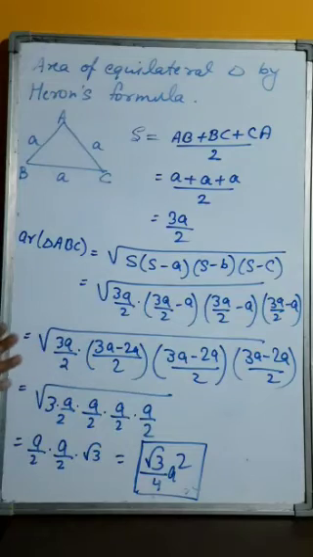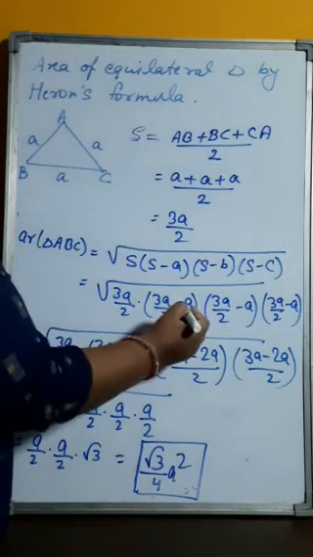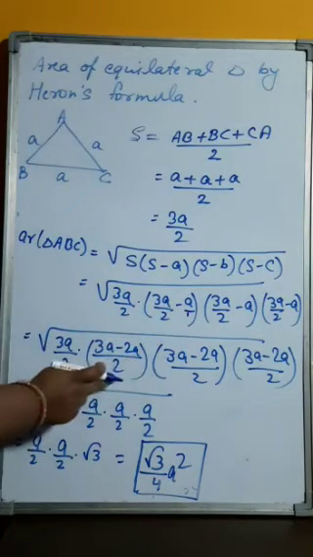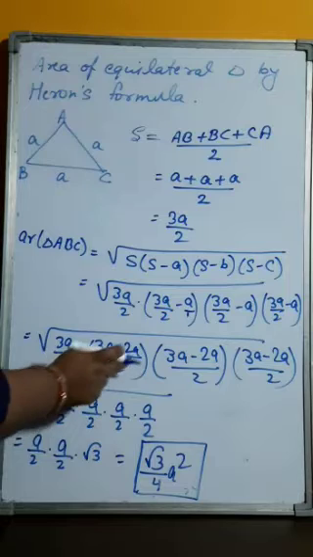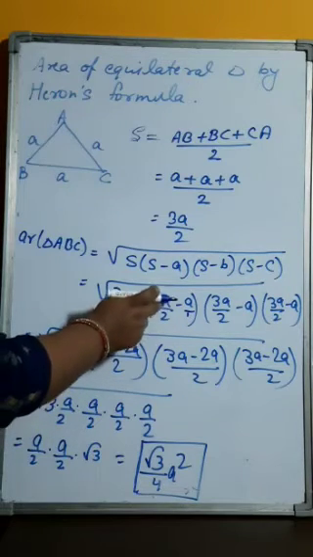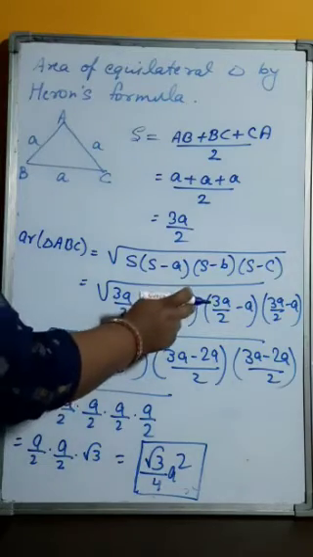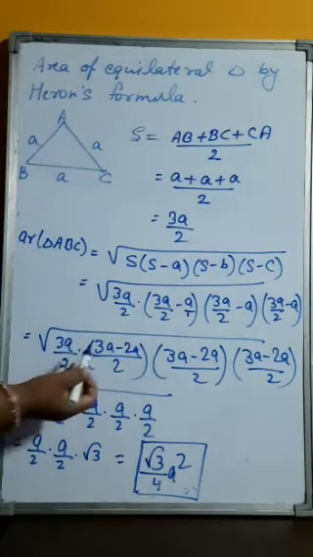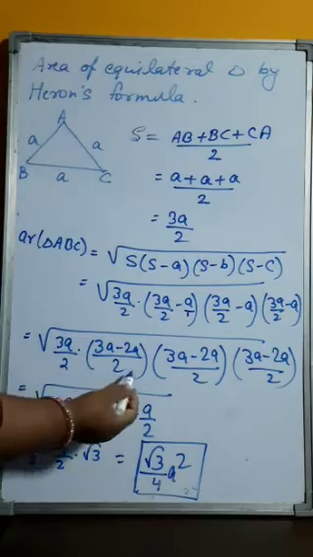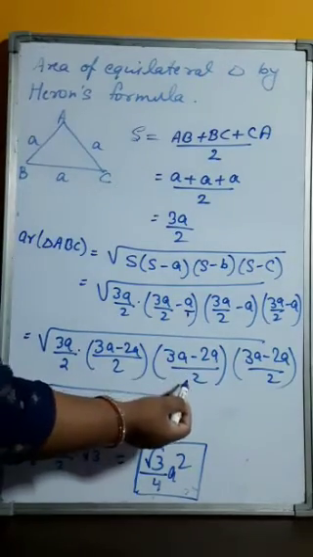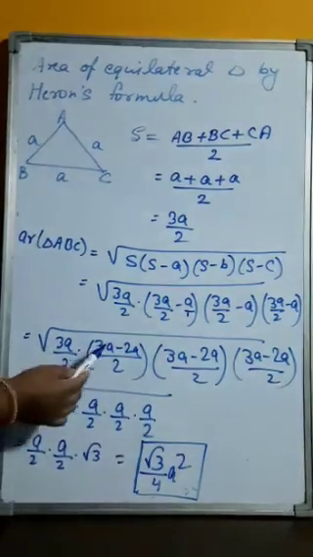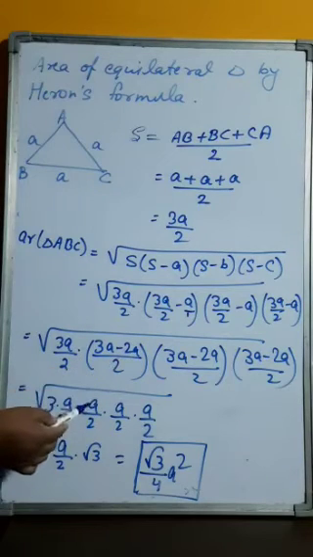Now this 3a by 2 has no change, but here we will take the LCM. This 2 and 1, the LCM is 2, which I have written here. 2 divided by 2 is 1. 1 multiplied by 3 is 3. 2 divided by 1 is 2. 2 multiplied by 2a. So it is coming 3a minus 2a by 2, which I will get in the second bracket also, third bracket also. 3a minus 2a will give you a by 2.